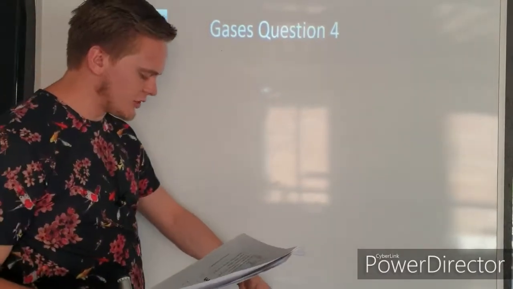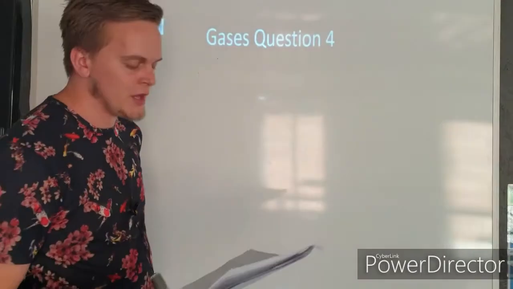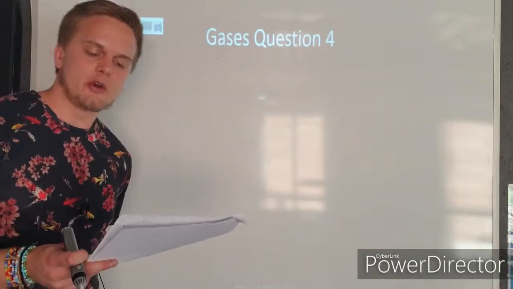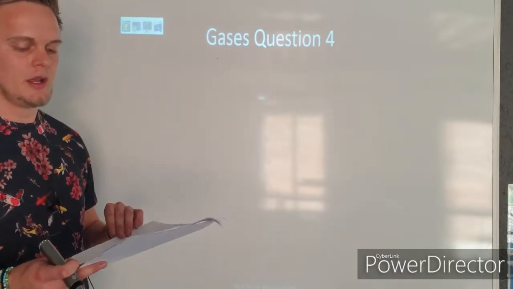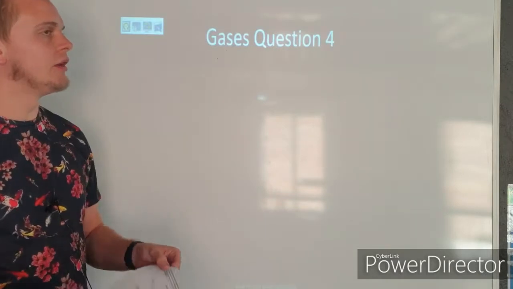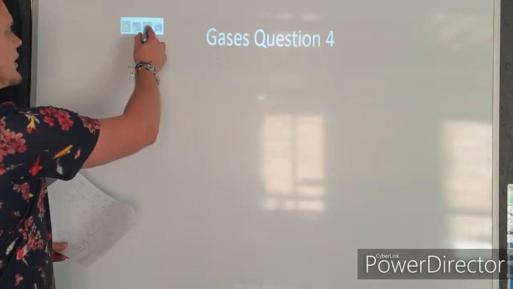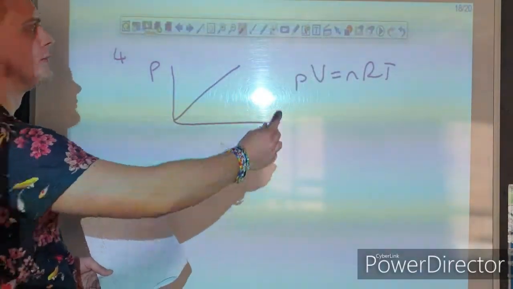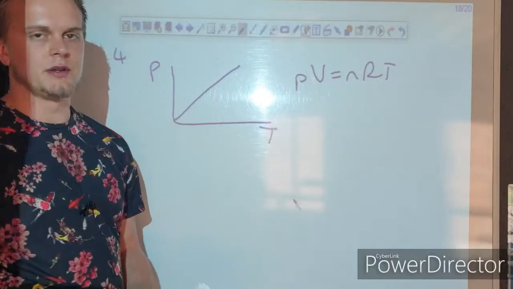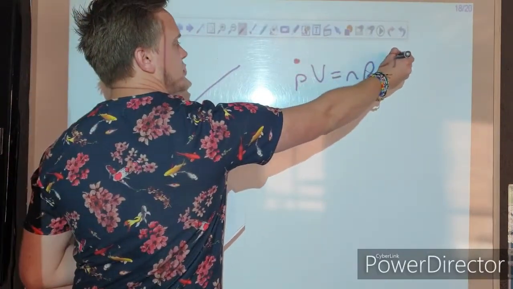Okay, so for the section on gases, we have question 4. They ask which graph shows the relationship between pressure and temperature, and which one is correct. The thing you need to think about immediately when you talk about gases is our ideal gas law, PV equals nRT. In this one, they want to compare the pressure to the temperature.